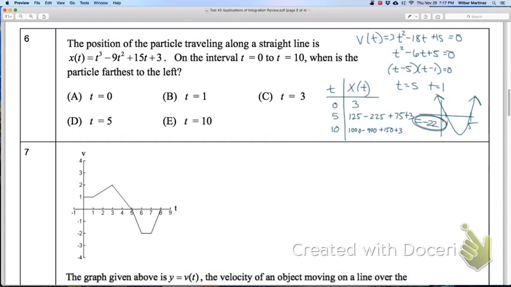So that is definitely my point that's furthest to the left. So the t value that makes that happen is at t equals 5. Therefore, D is the correct answer because that is the smallest value, which means it's furthest to the left.